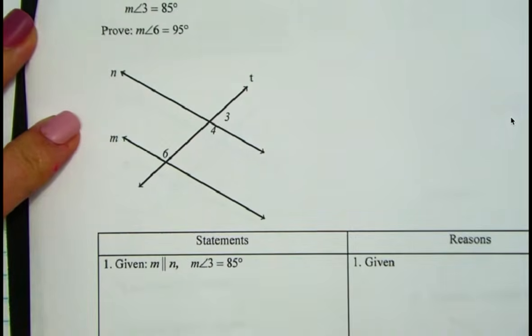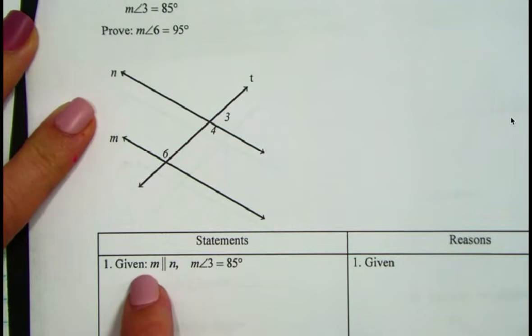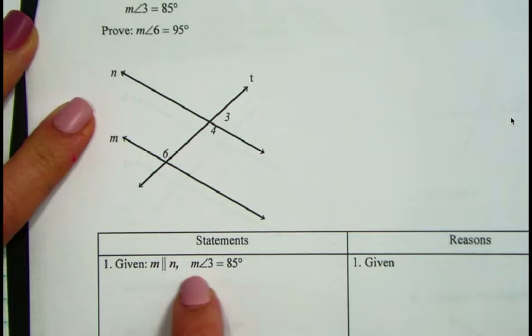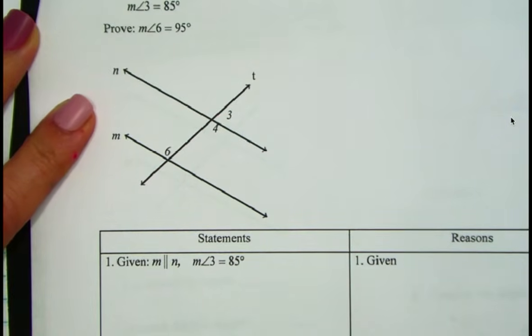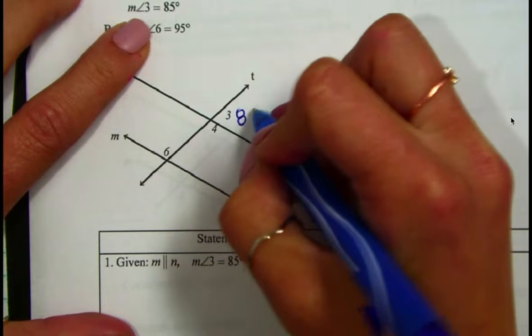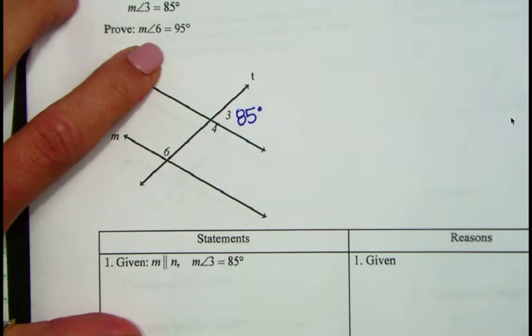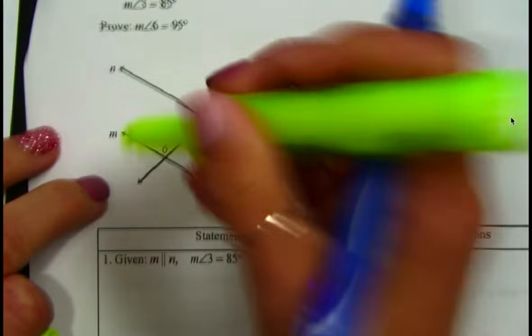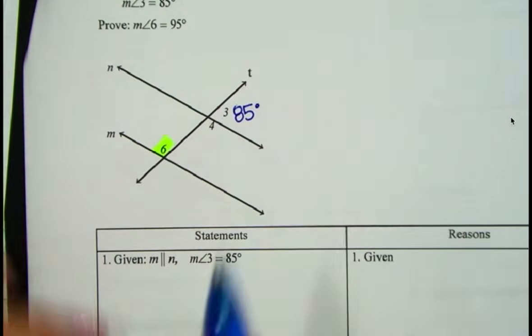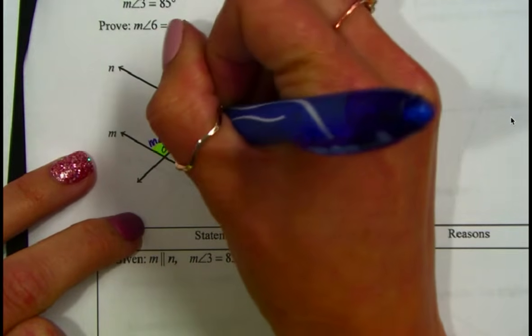So whenever we set up our statements and reasons, they filled it in for us here on our practice test, we always are going to start by writing the information that's given. And my reason is given for number 1. Okay, so remember, it's helpful if you write in information on the picture. So we know already angle 3 is 85 degrees, and our goal is to show that the measure of angle 6 is 95 degrees. So that is what we're going to get to.